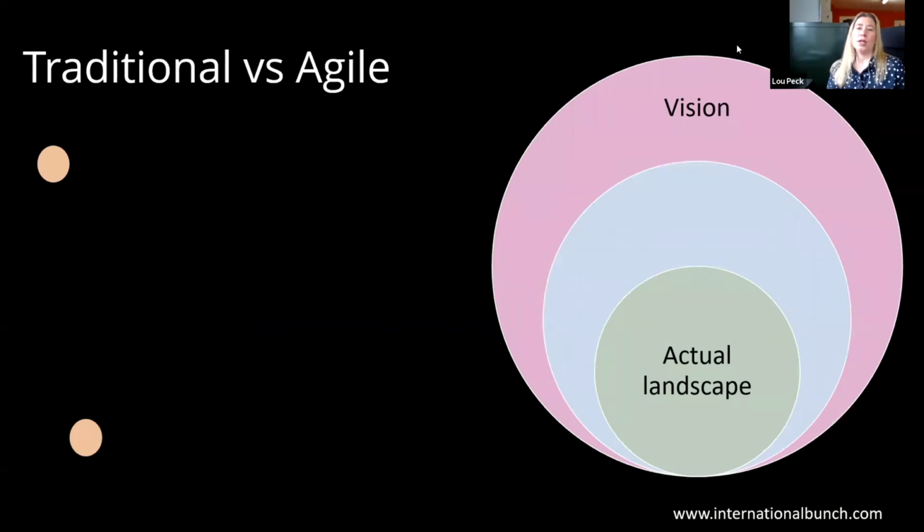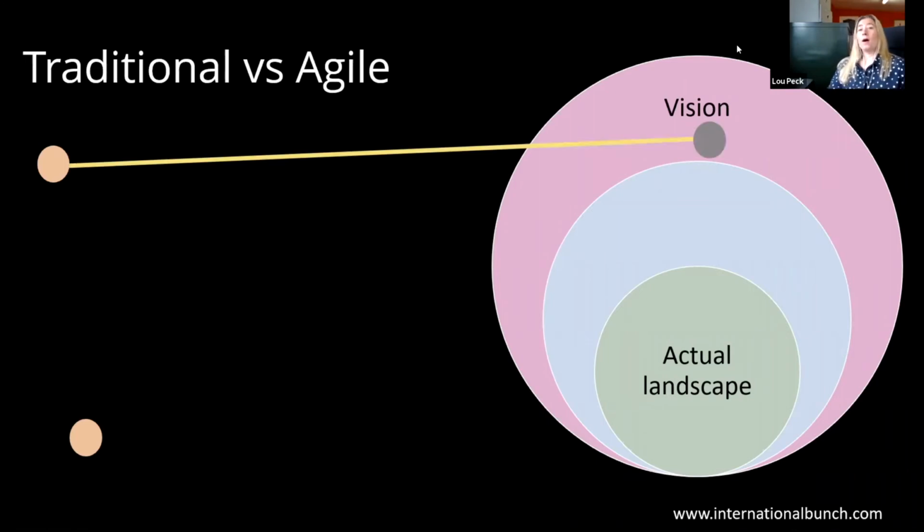Okay, so this is just to put it into visual context. Imagine that the green is the actual landscape and my pink there is the vision of where I want to be. So if I'm doing my annual planning and I'm working in a waterfall sense or a traditional sense, ultimately where I end up in a year's time, my vision is not where the actual landscape is.